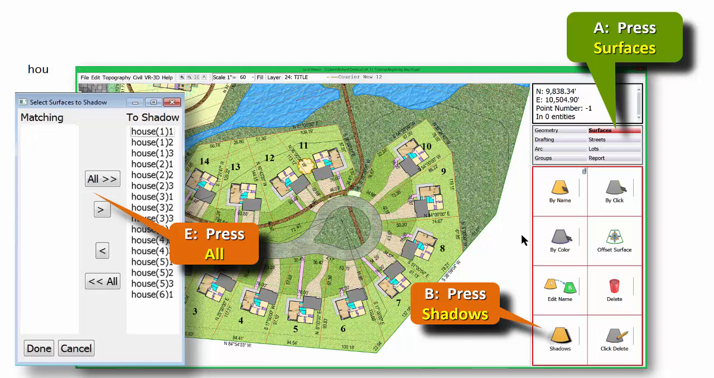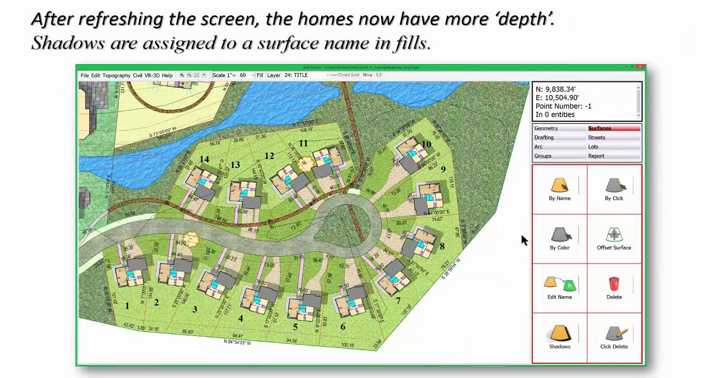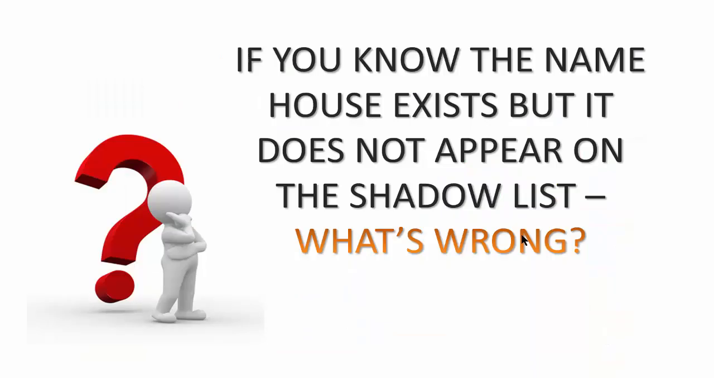So you press all, and then when you press done and then refresh the screen by Alt-Z, or just hit the top button, you'll see the homes have a slight shadow to them. So if you know the name house exists but doesn't appear on the shadow list, what's wrong? Again, it has to be in the fill list for this to work.